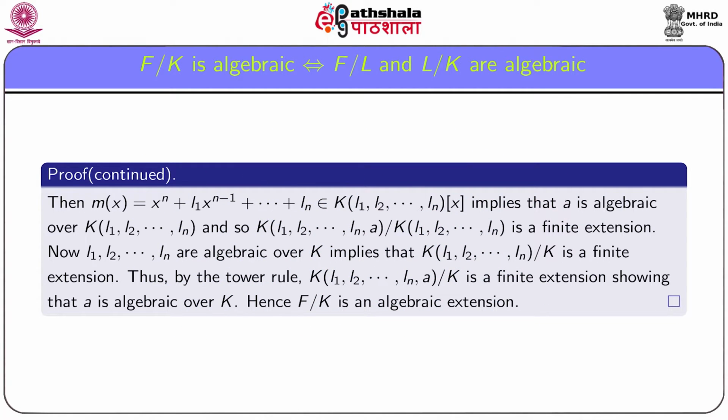Thus, by the tower rule, it follows that the extension K(l1, l2, up to ln, a) is a finite extension of K, and since every finite extension is an algebraic extension, it follows that a is an algebraic element over K. Hence, we have the extension F over K is an algebraic extension.